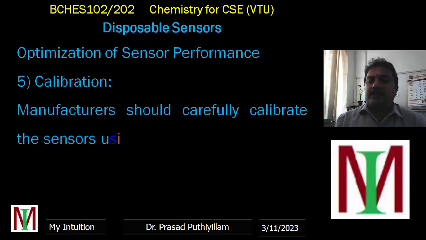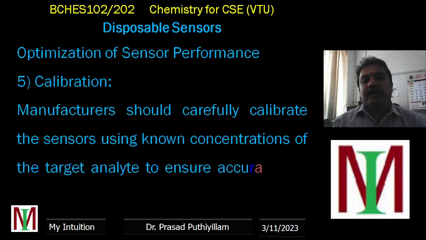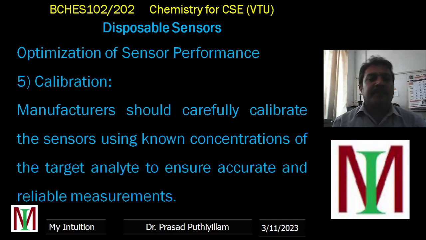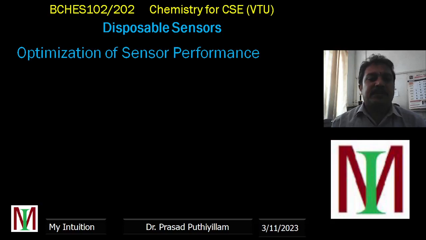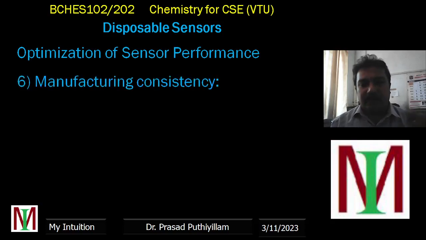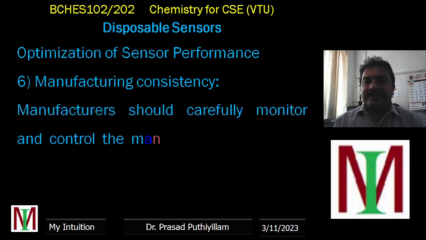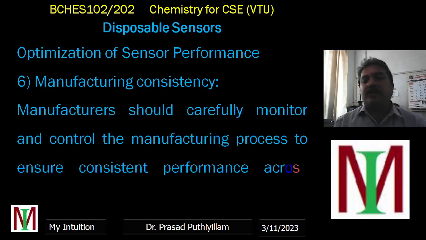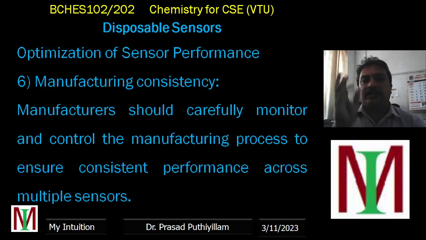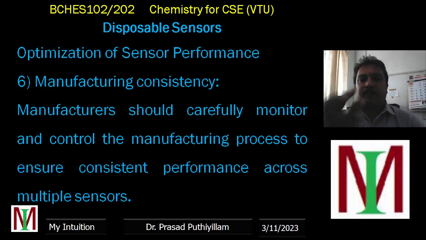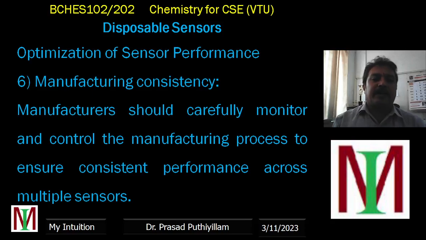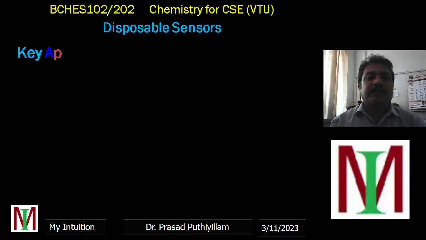So therefore, a manufacturer should carefully calibrate before using the disposable sensor, or before giving the disposable sensor to the market. Manufacturing consistency. When we manufacture it, it should give consistent performance. It should not be that one product produces one reading and another product gives a different reading, which means we cannot depend on that, it gives false results. Therefore, consistency is required in the manufacturing.